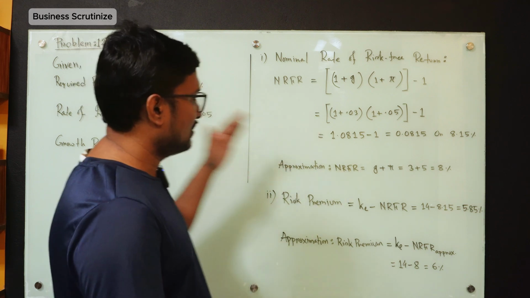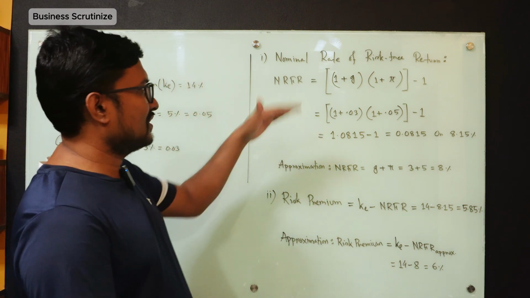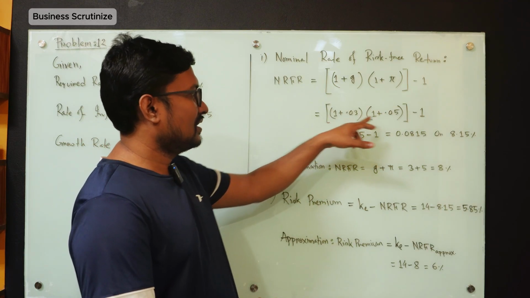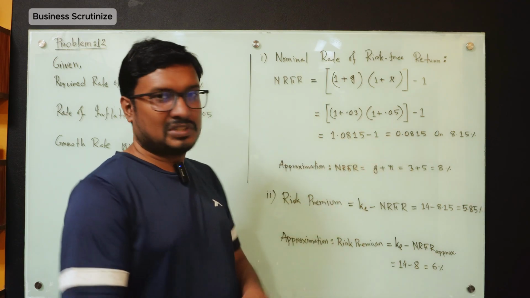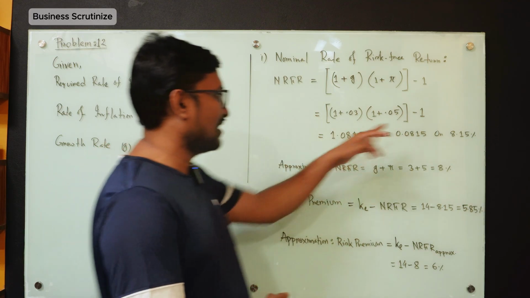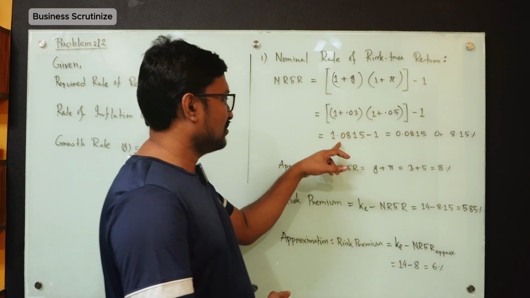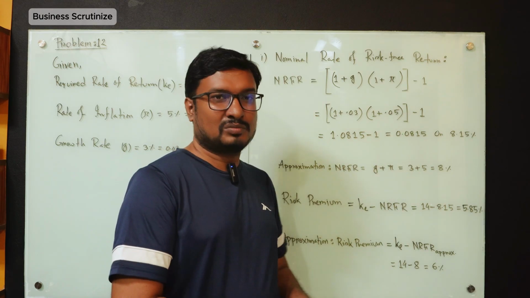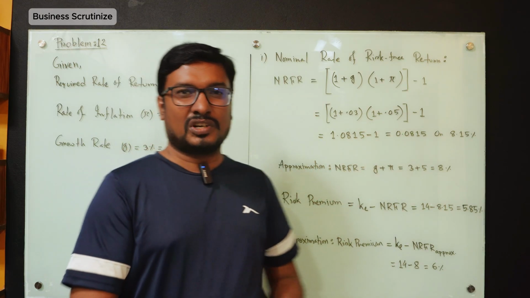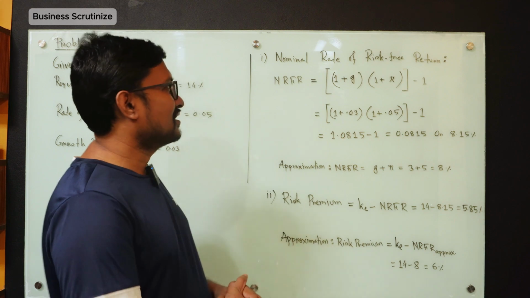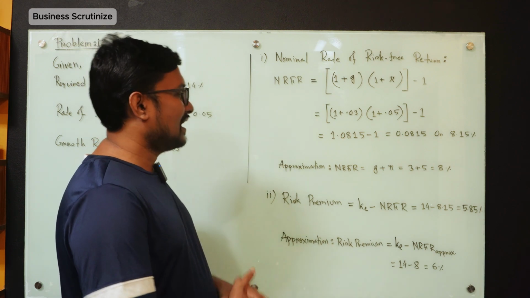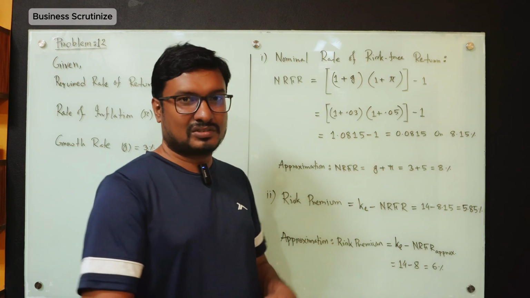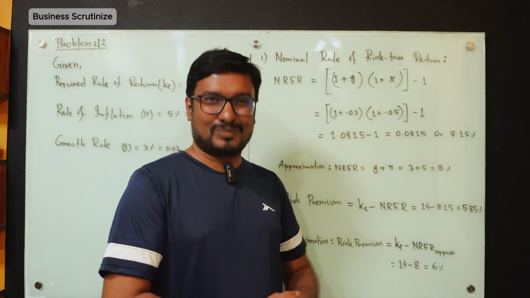If we input the given data into the equation, we can find NRFR. It is 1 plus 0.03, the growth rate, times 1 plus 0.05, the inflation rate, minus 1. If we compute, it is 1.0815 minus 1, which is 0.0815, or 8.15%. This should be the nominal rate of risk-free return, NRFR. For the approximation, we can write directly the growth rate plus the inflation rate, which means 3 plus 5 equals 8%.